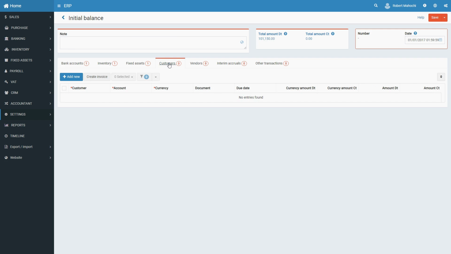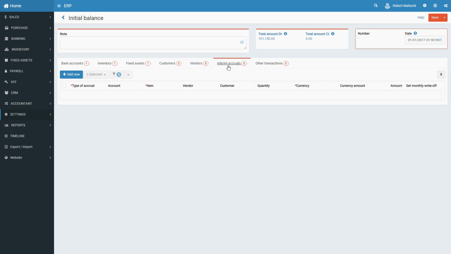Add information about your customers and invoices that they are still about to pay, along with its currency, debit, and credit amounts. Add information about your vendors and purchase invoices that your company is still about to pay them, along with its currencies, debit, and credit amounts.